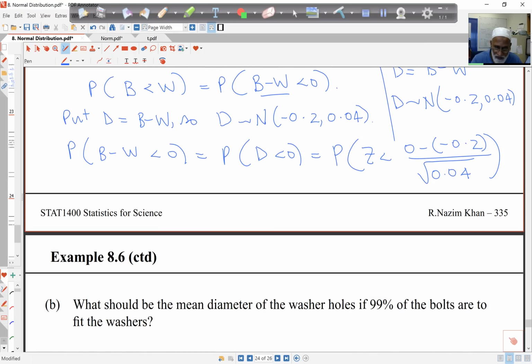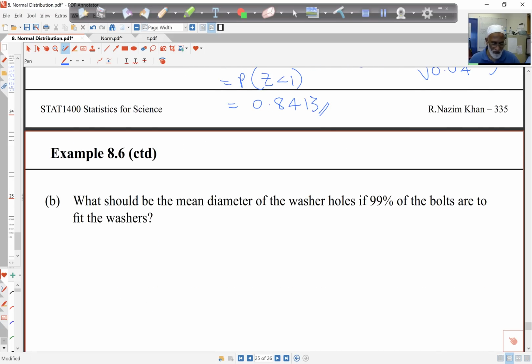So if you work out the numbers here, that's 0.2 and the bottom is also 0.2. So this is probability of Z less than 1. And you can look up tables now. You can do this kind of stuff. It comes to 0.8413. In other words, about 84% of the bolts and washers, picked at random, will fit each other.